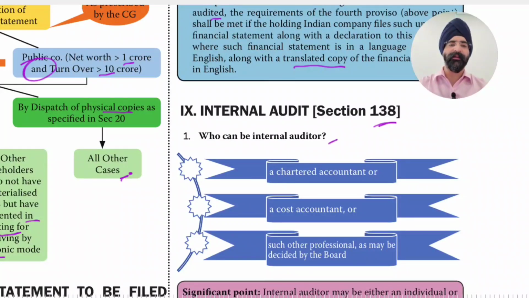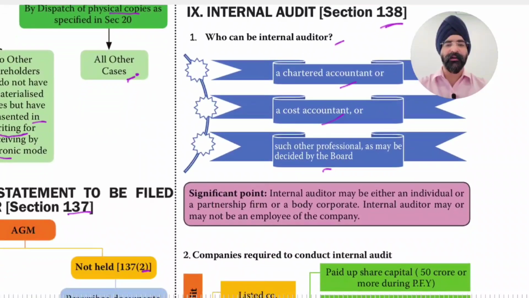Now, who can be an internal auditor? Any person can be an internal auditor. Here it is given that a chartered accountant can be an internal auditor, a cost accountant can be an internal auditor, or such other professional as may be decided by the board. Significant point: an internal auditor may be either an individual, a partnership firm, or a body corporate. An internal auditor may or may not be an employee of the company.